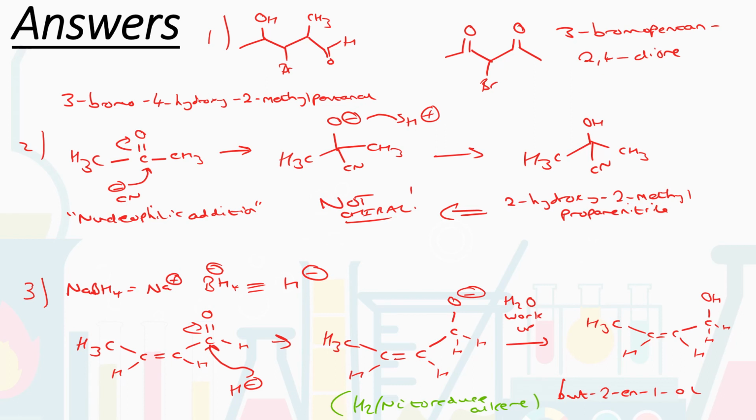Question 2 was to draw the mechanism for hydrogen cyanide reacting with our ketone. Our ketone in this case is propanone, our simplest ketone, and we're asked if the product was chiral. So this is a nucleophilic addition reaction. So we take our cyanide anion, we draw an arrow from the nucleophilic part, which is the negative charge, to our delta positive carbon, our electron deficient carbon, that's the electrophilic part of the molecule.